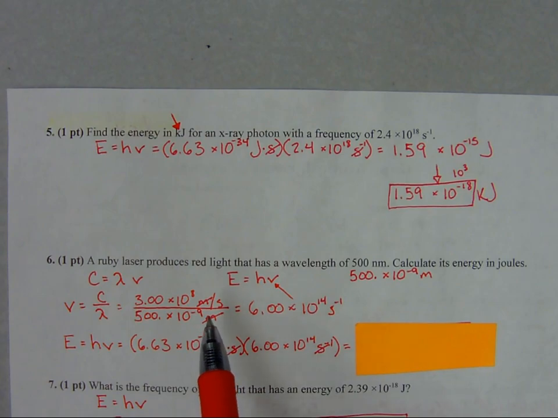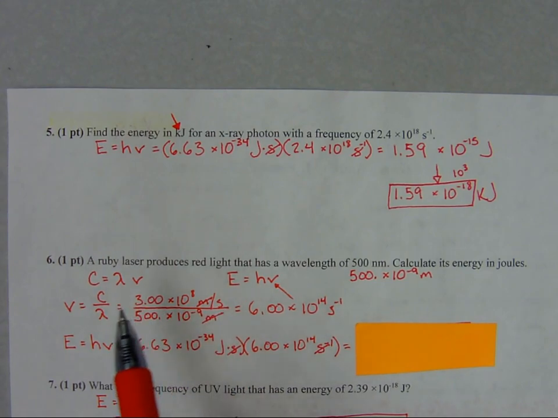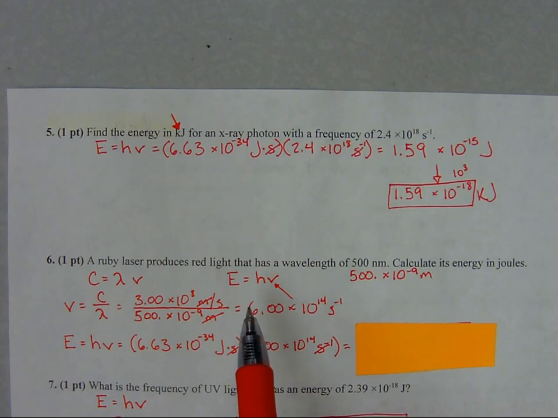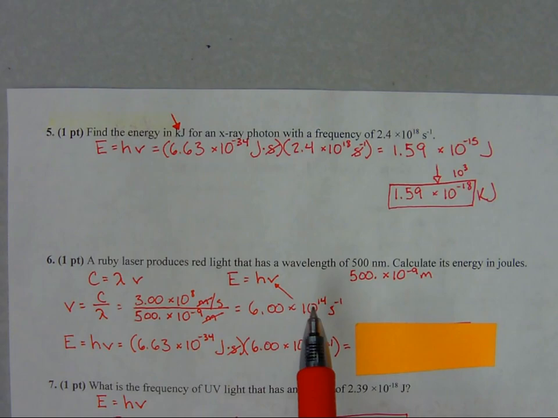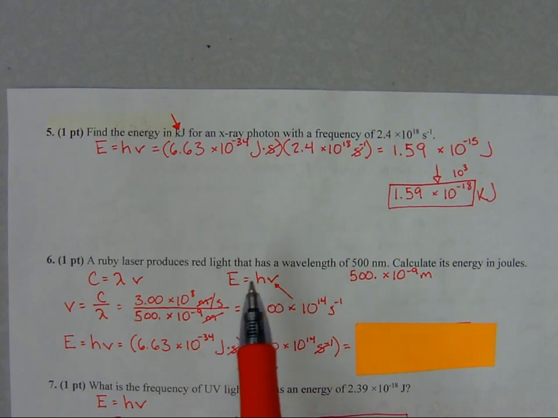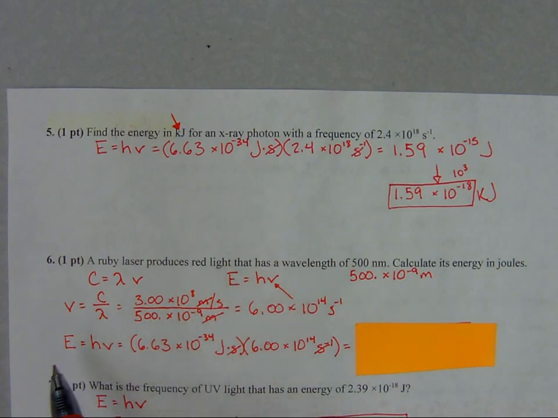Now that both values have meters, they can cancel. The meters will cancel, leaving only per second, which is the unit for frequency. Some calculator work will tell me that the frequency is 6.00 times 10 to the 14th per second. That's not my final answer, however. It's just the frequency that I plug into this equation to solve for energy. So I'll do that down here.